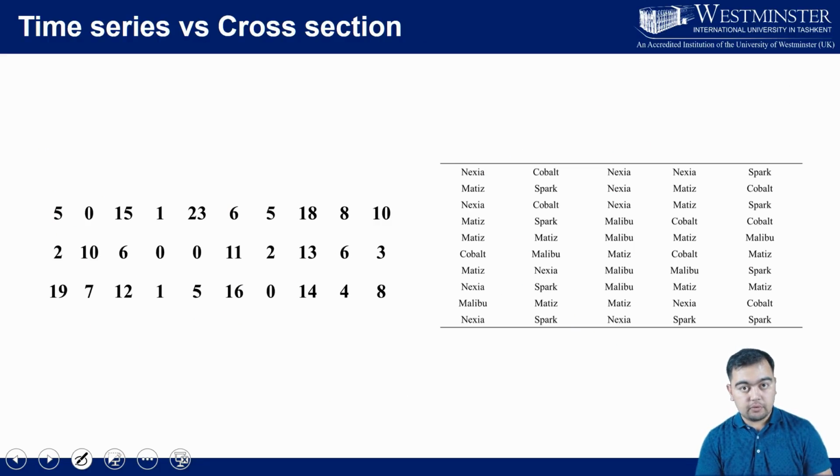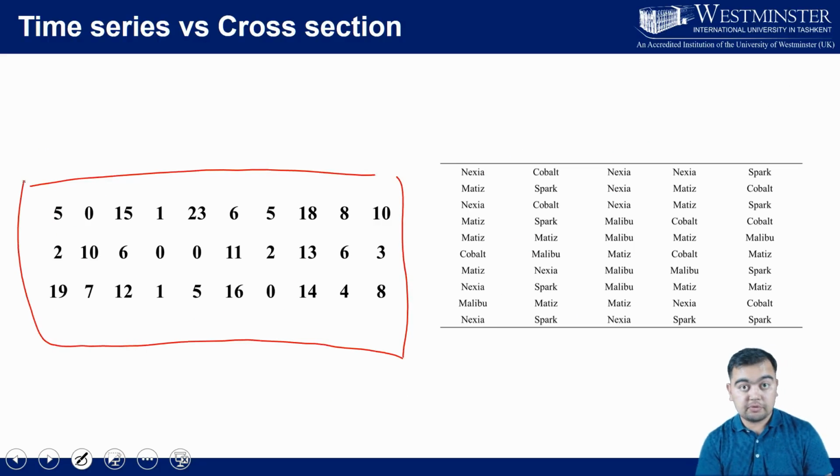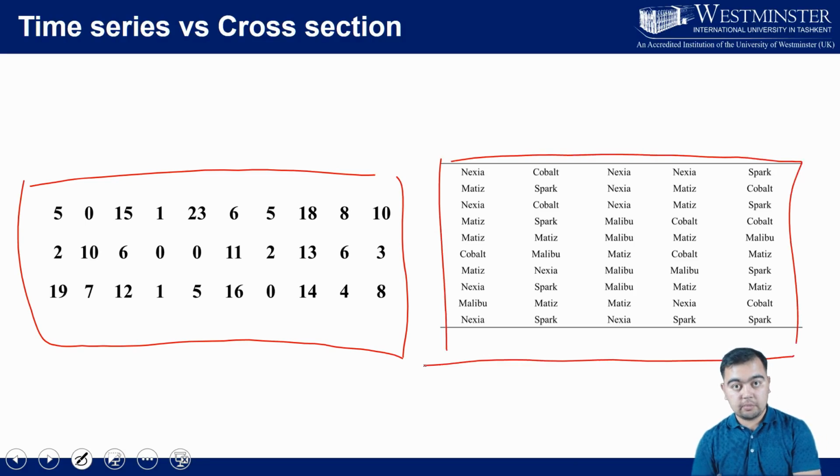Okay, now we've gone through 2 different data sets. The left one, if you remember, was the number of refrigerators sold in 1 month, and the right one is basically the car models sold in only 1 day. Now, if you look at these 2 different data sets, they are actually different, yes.